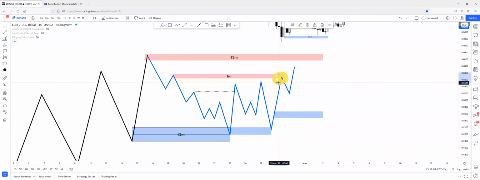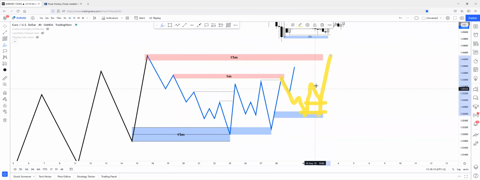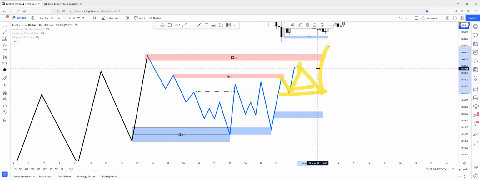Based on the tap of the next recent unmitigated zone, we have two scenarios. First, price comes down to this less recent demand zone and creates a change of character continuation. Second, price flips this zone after a tap, demand continuation, 15-minute supply tap. These are the two scenarios.